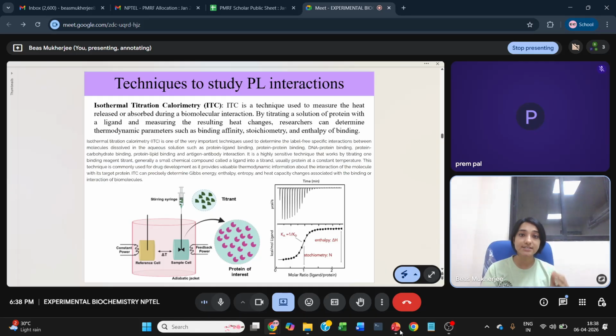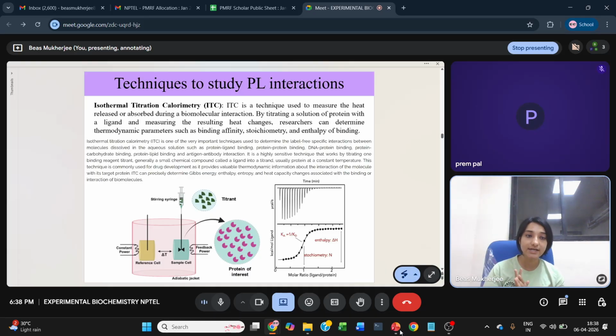This is a very sensitive technique that works by titrating a binding reagent that is known as the titrant, generally a small chemical compound called the ligand, into the titrand, usually protein, at a constant temperature. So this technique is commonly used for drug development as it provides valuable thermodynamic information about the interaction of the molecule with the target protein. So ITC can precisely determine the Gibbs free energy, enthalpy, entropy, and heat capacity changes associated with the binding or interaction with the biomolecule.